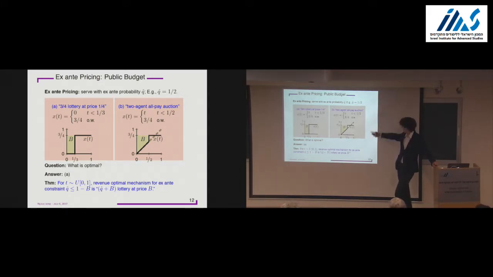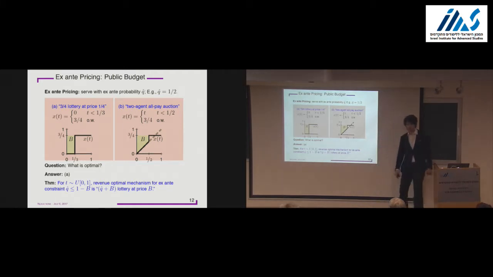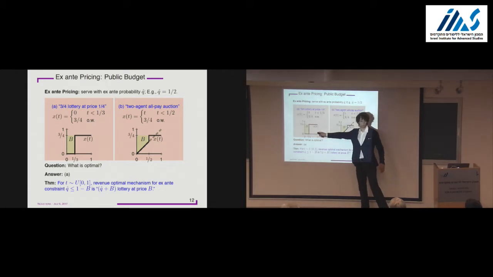Given an ex-ante constraint q hat that's less than 1 minus the budget, the optimal mechanism for a single player that sells to the player with ex-ante probability equal to the constraint is this mechanism. So this is a single player optimal mechanism. I did not prove it. I'm going to prove it after lunch. I just want you to see what it looks like. It looks like this.